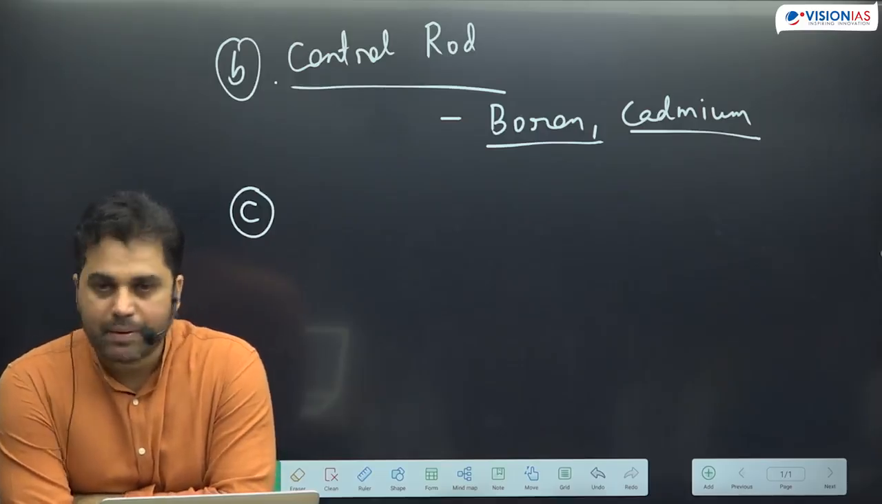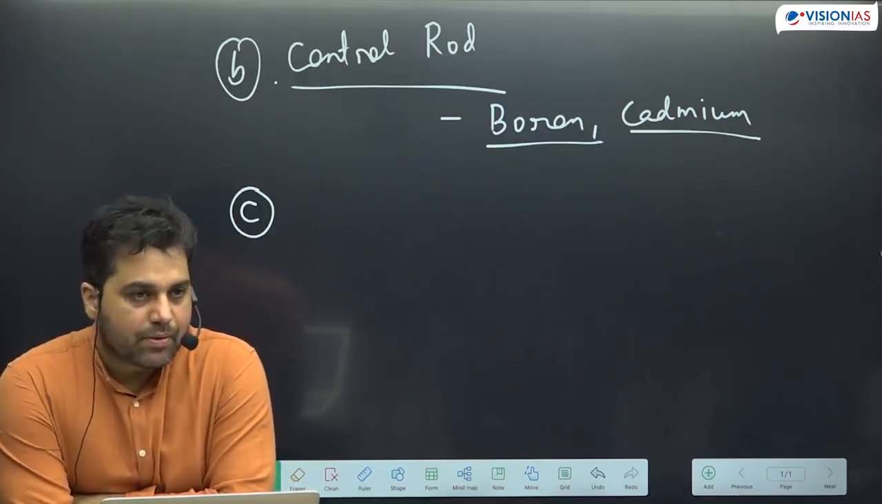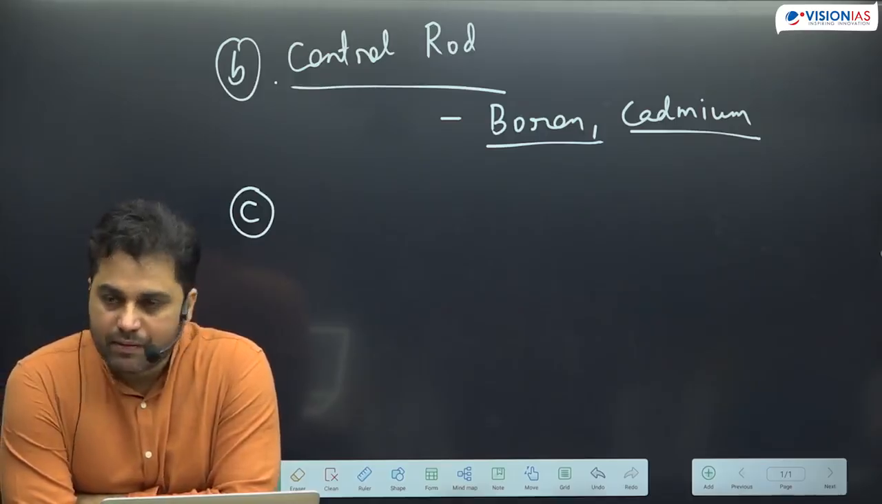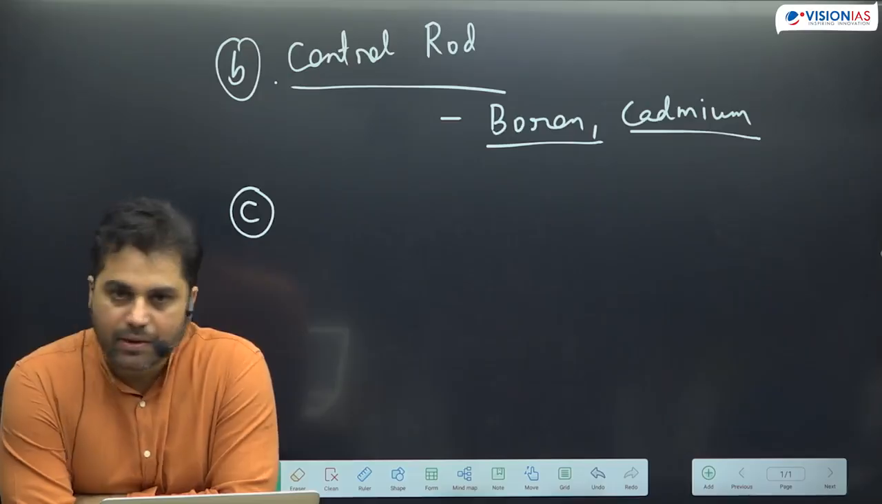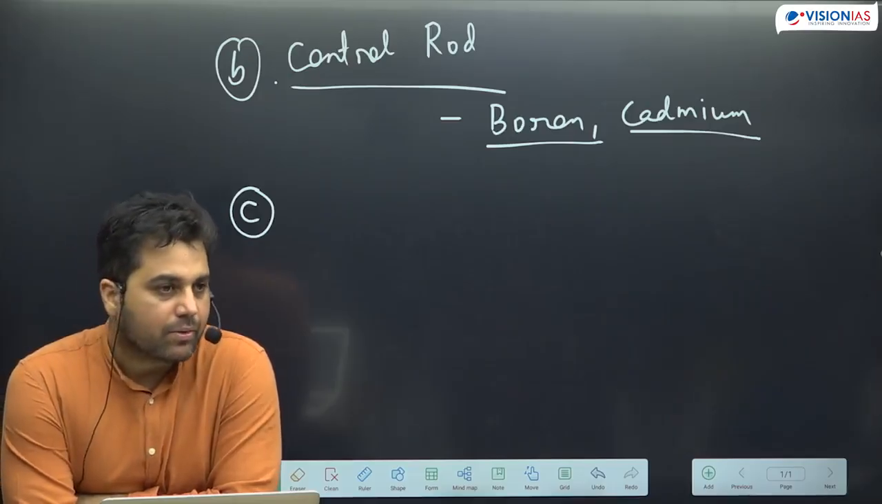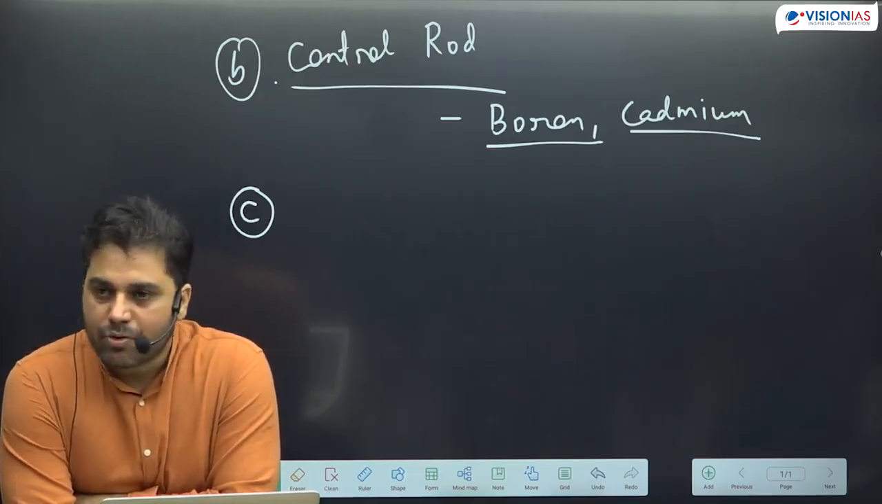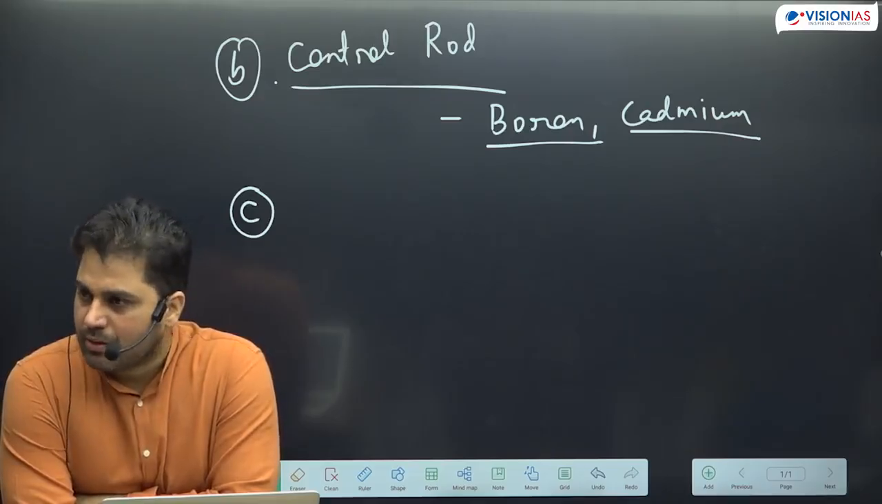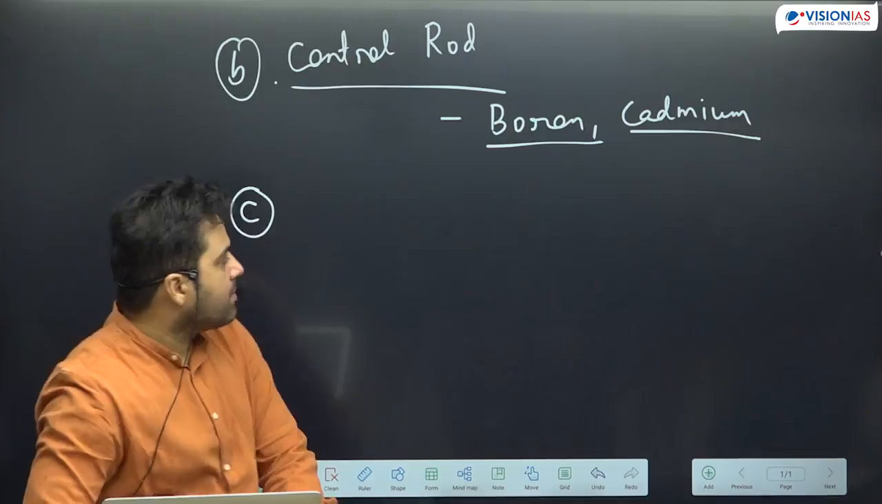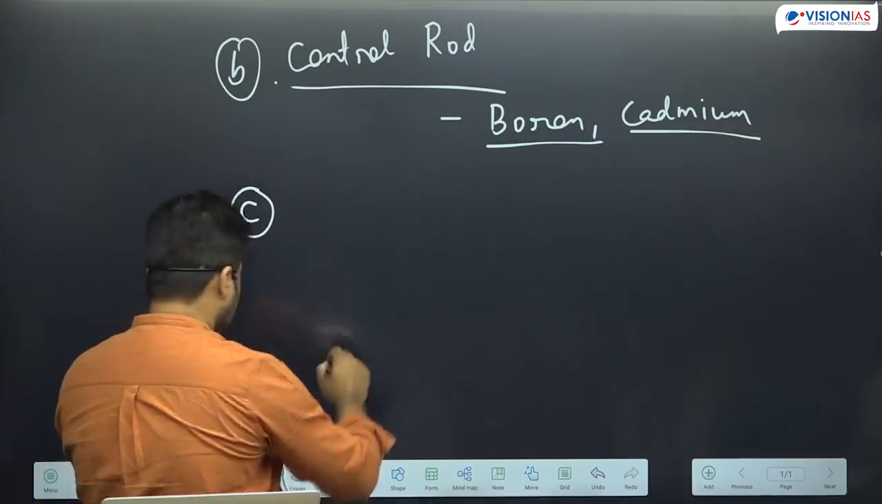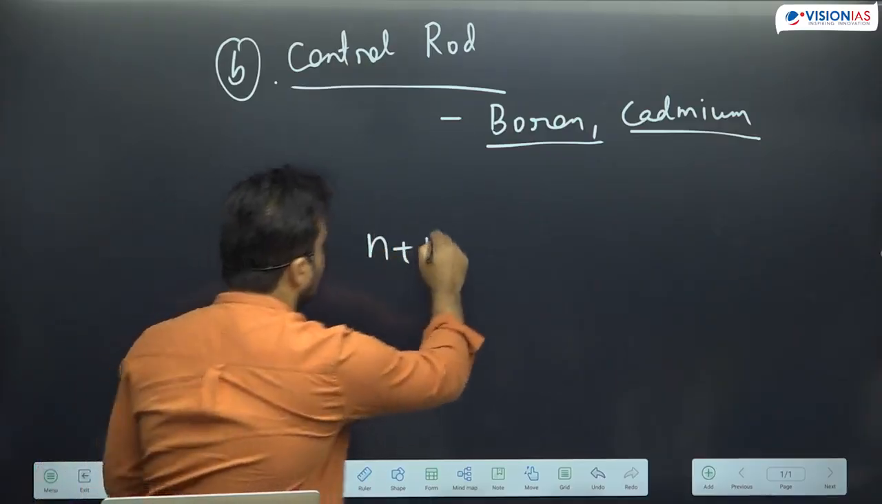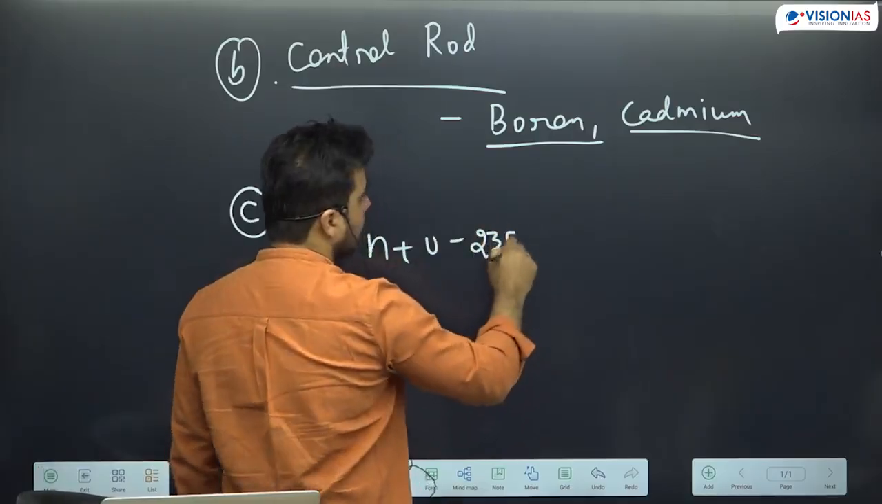So critical here simply means that the number of neutrons being produced is enough to continue the reaction without letting it become uncontrolled. That number comes out to be somewhere around 1.1, not exactly 1, it comes out to be 1.1. So imagine that you have neutron plus uranium 235.